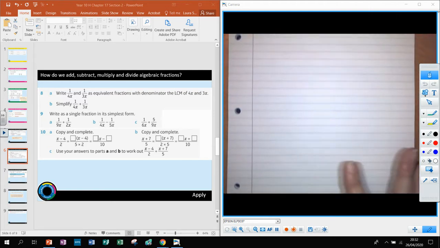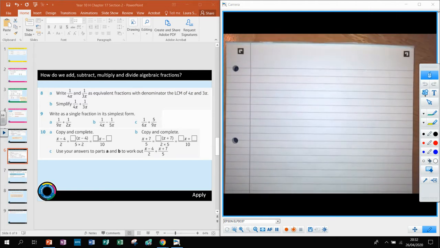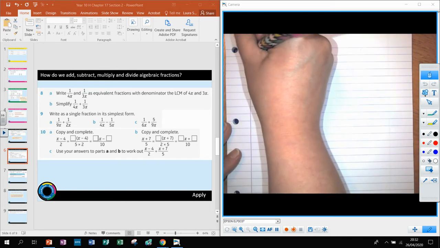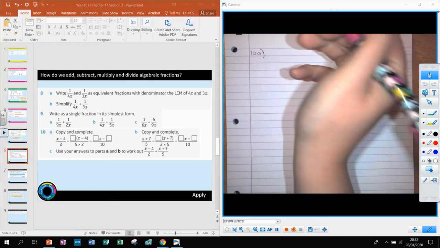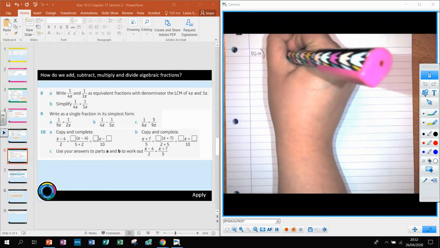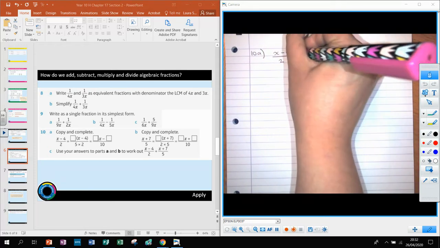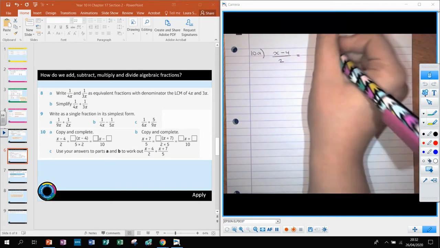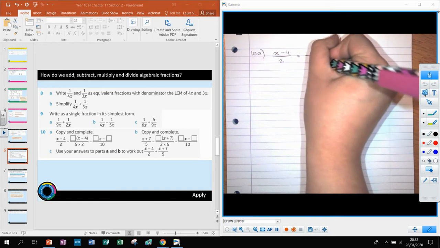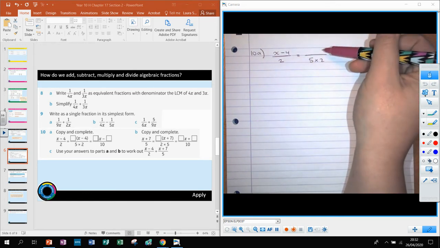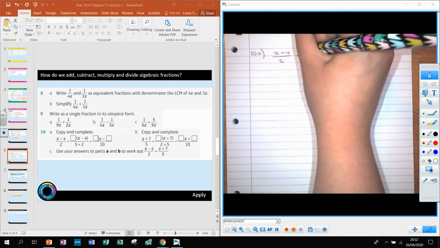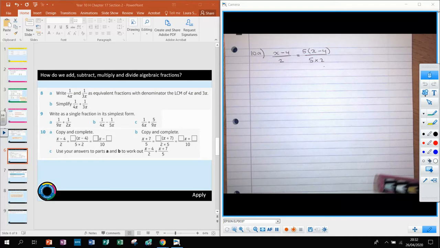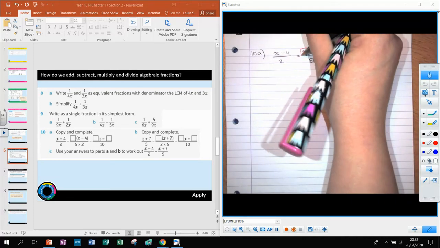Right. Now in question 10, they helped you out and they asked you to copy and complete. Okay, for some of us that actually can be more confusing, but hopefully we were okay. So they gave us x minus 4 over 2 is equal to something times x minus 4 over 5 times 2. Well, if we remember that we have to do the same to the numerator as the denominator, or vice versa, then that number is going to have to be a 5. So your first answer there should have been a 5.